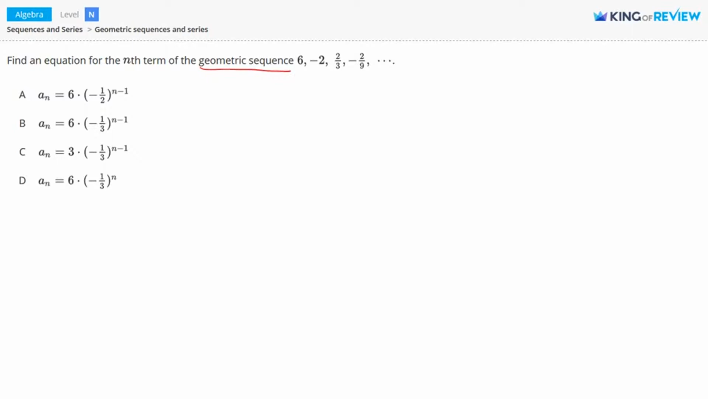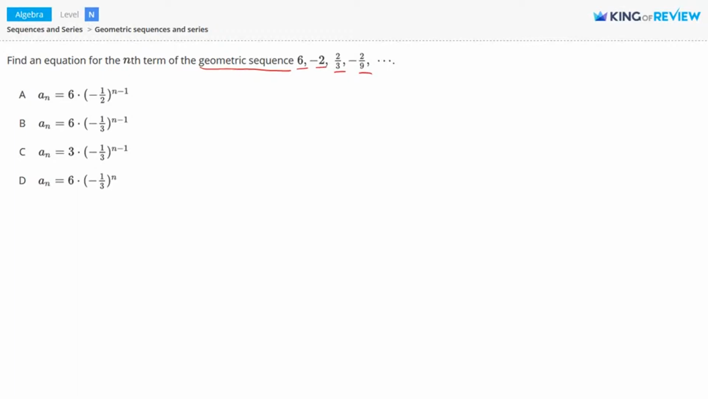What is this? A geometric sequence is a sequence or list of numbers or terms where the ratio of any term to the previous term is constant. So each of these numbers here is considered a term.